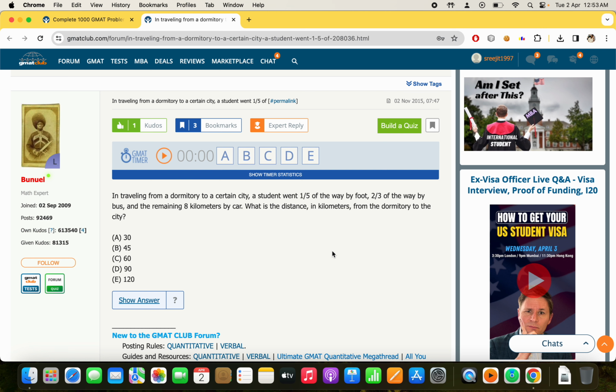The whole distance is 1. Okay, let's see. Suppose the whole distance is x. So x by 5 and 2x by 3, they have mentioned it. So let's add it. It's 3x plus 10x, which is 13x by 15 part they have worked. Remaining part is x minus 13x by 15, which is 2x by 15. So 2x by 15 they are using the car, right? So let's equate it, and the equation turns out x to be 60. So let's see if C is the answer or not. Yeah, C is the answer.